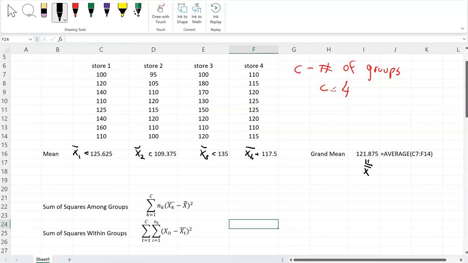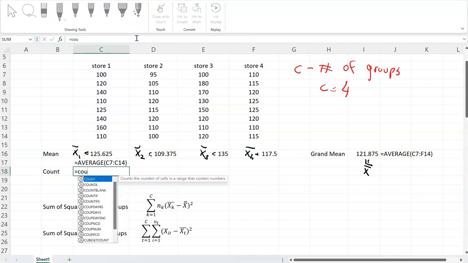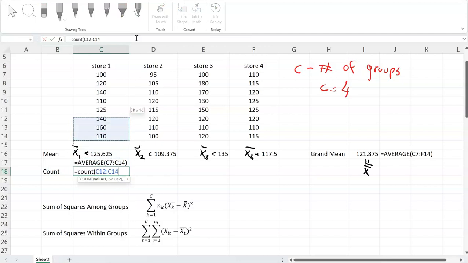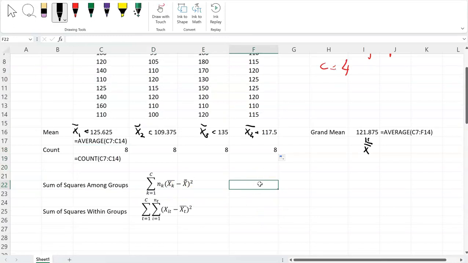So we need something before we go forward. We need a count variable. Actually, let me put count down here. I'll put the formula of the average right here so people can see that. And count will be just counting the number of observations we have. And we have 8. So based on this, we can calculate the sum of squares amongst groups.